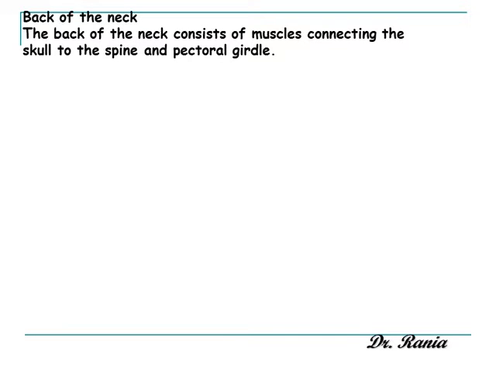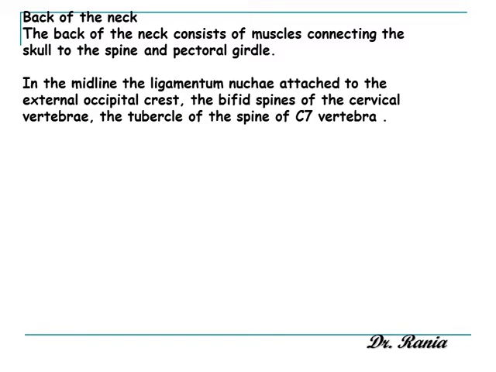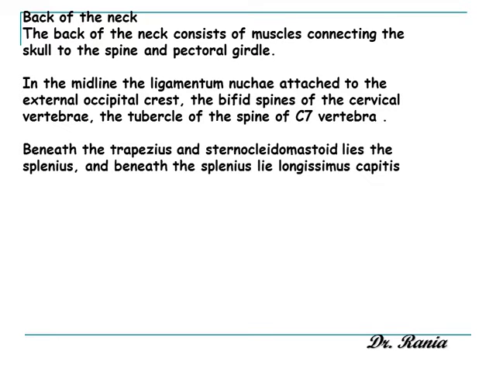Regarding the back of the neck, it consists of muscles connecting the skull to the spine and the pectoral girdle. In the midline, there is the ligamentum nuchae. This ligamentum nuchae is attached to the external occipital crest, the external occipital protuberance, and the spines of the cervical vertebrae, down to the tubercle of the last cervical vertebra, the seventh one.